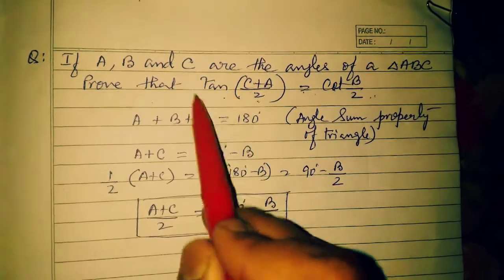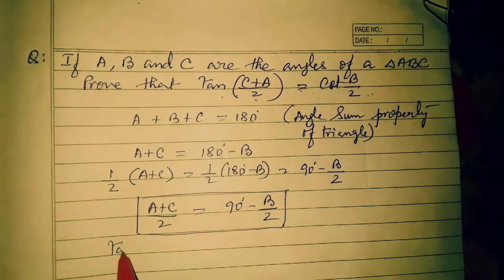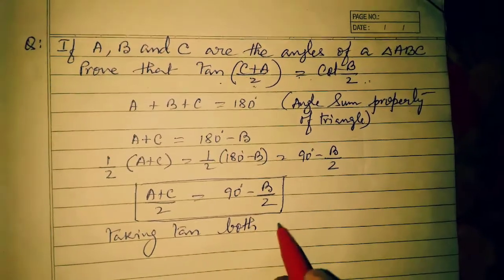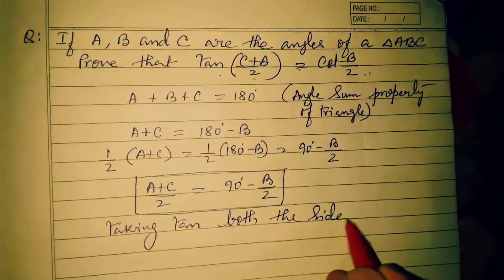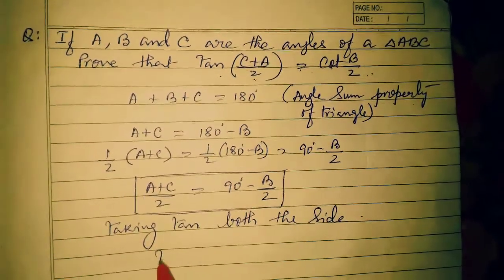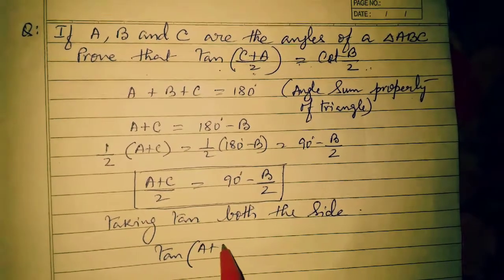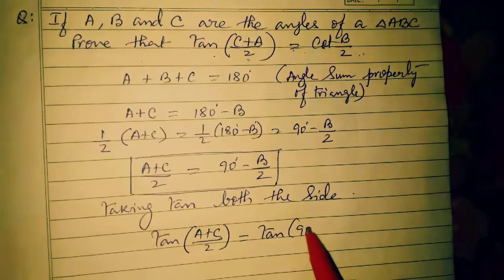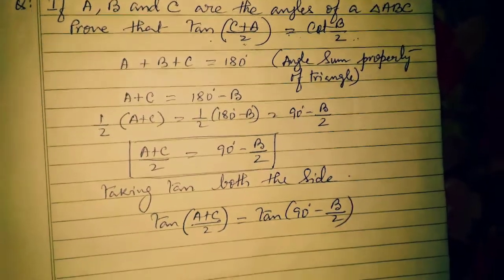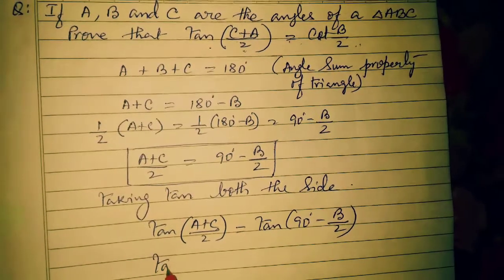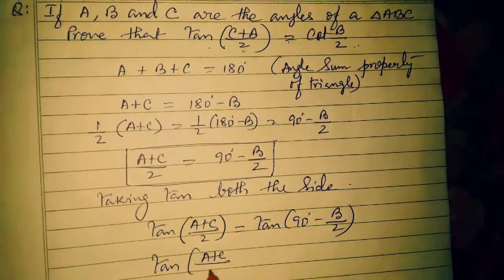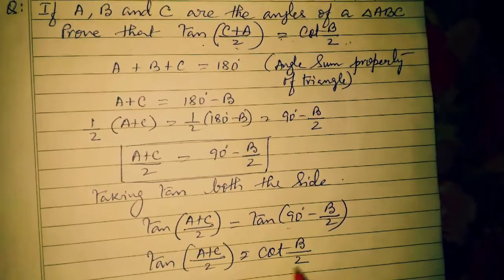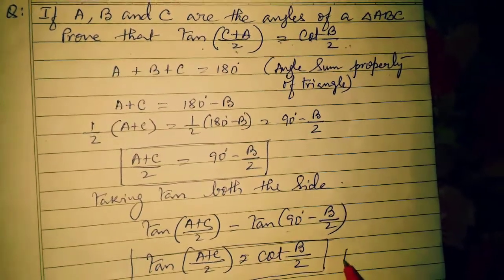Since here given tan theta, so write taking tan both the side. So if we're taking tan both the side, we'll get tan of A plus C by 2 is equals to tan of 90 minus B by 2. And student, you know tan 90 minus theta is cot theta. So instead of tan 90 minus B by 2, you write cot of B by 2. So this way we'll prove the given question over here.